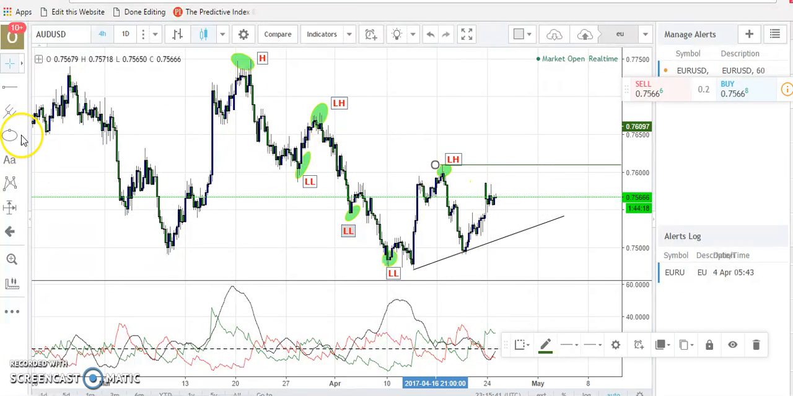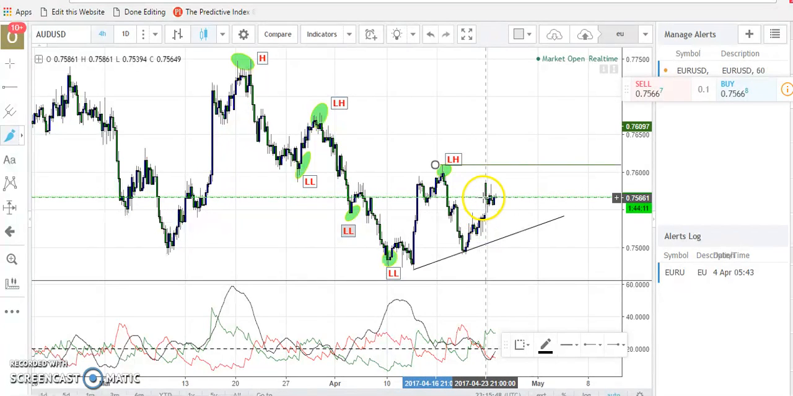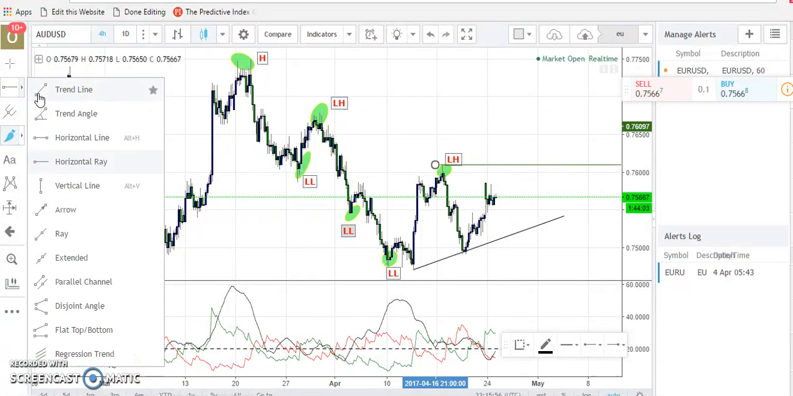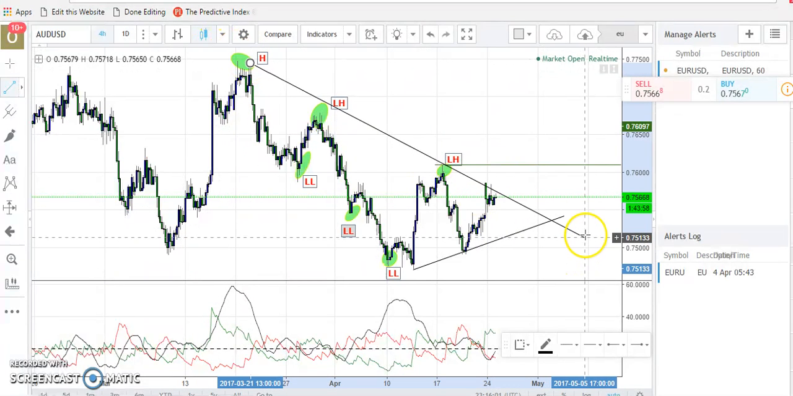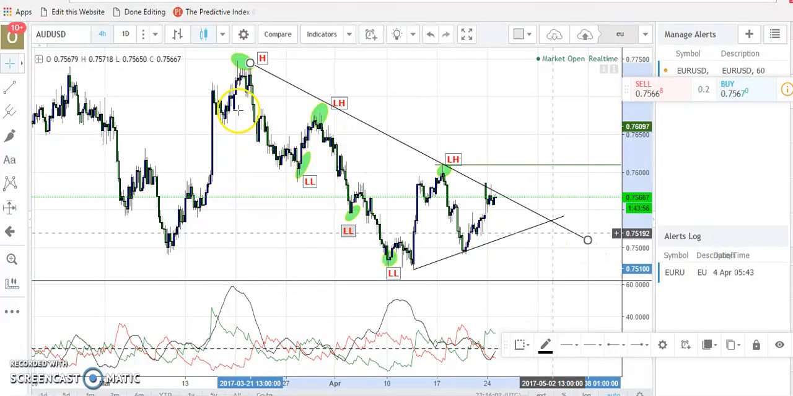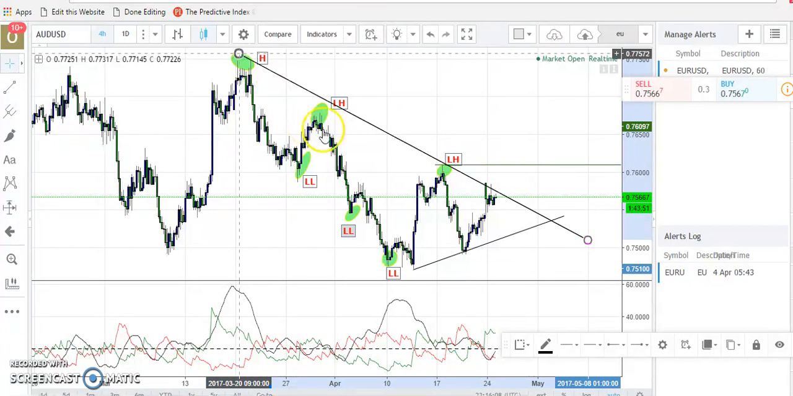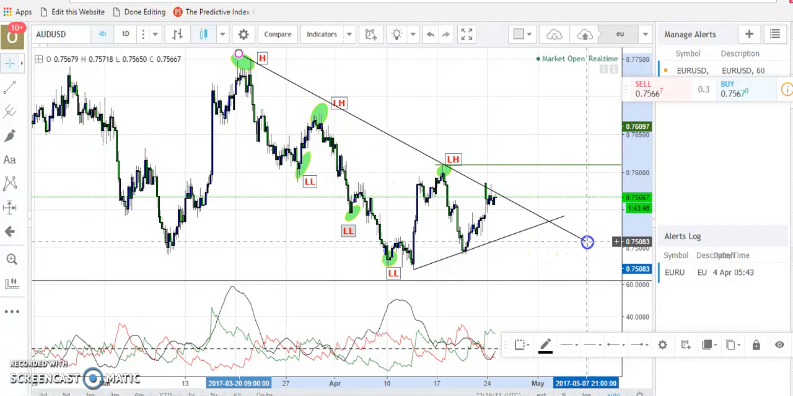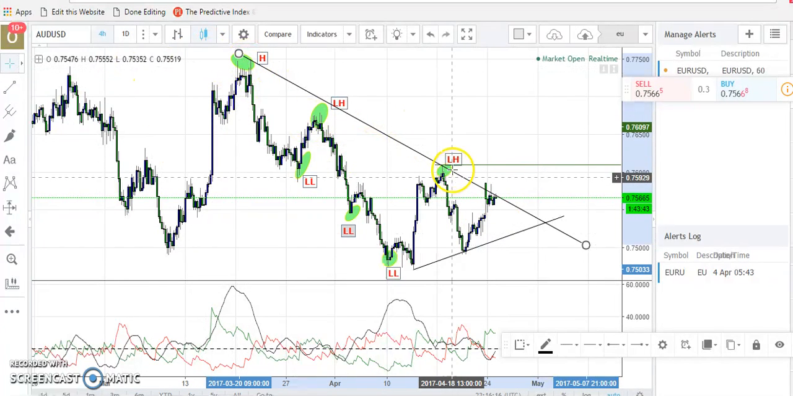The market, for it to be a valid uptrend. In a situation like this, I'm going to tell you what I would look for. First off, let me draw a trend line. This is just a quick analysis. This is what I would do if I was going to be looking to trade AU. I draw my trend line from this high to this high.